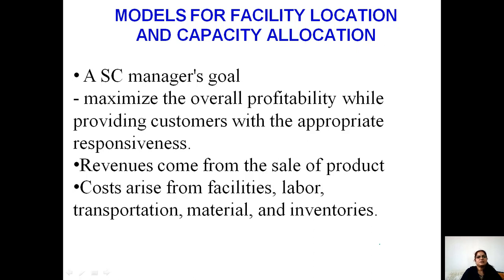In a supply chain, revenues come only when the products are sold, or only at the customer stage, whereas costs will be incurred in all the remaining stages: facilities, transportation of the goods, procurement of raw material, stock of inventories, labor. All cases will give rise to some costs.